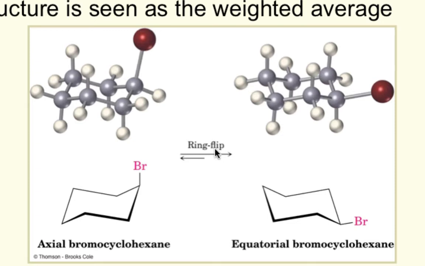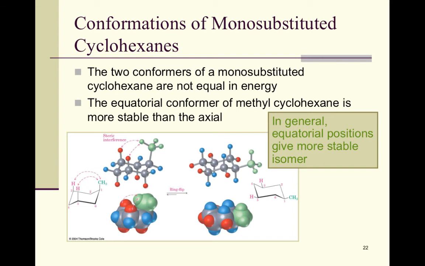Taking a look at the arrow underneath the ring flip, do you see how the arrow is longer in the direction for the equatorial and it's shorter in the reverse direction when it's in axial? That's because anytime we have one thing on a cyclohexane, one substituent, in this case bromine, anytime it's in the equatorial, that takes less energy than when it's in the axial.